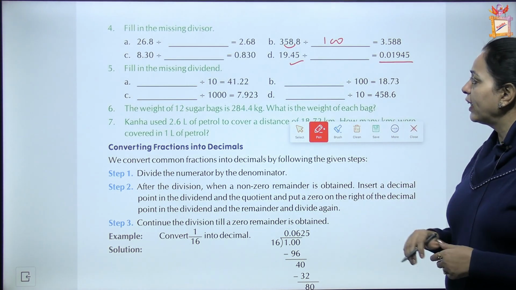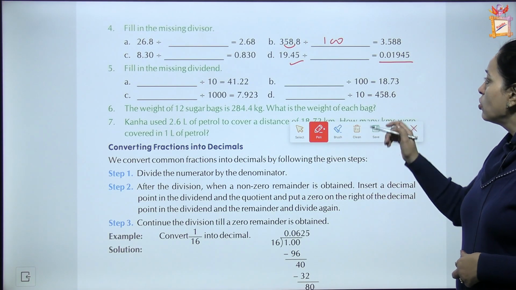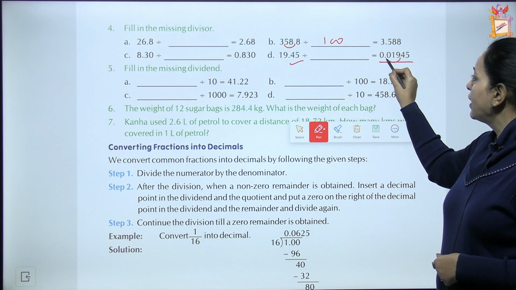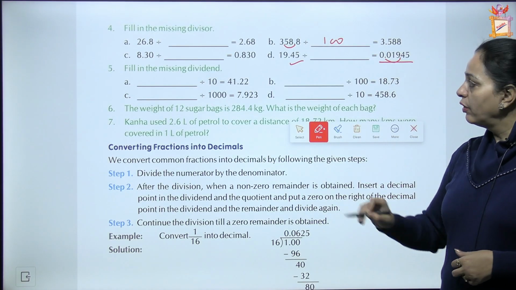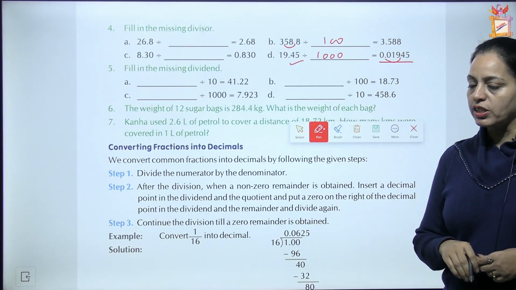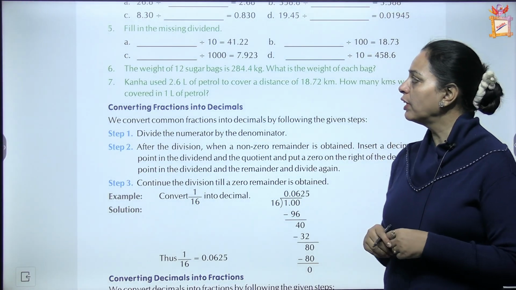So that we are getting 0.01945. So now decimal is going towards left before 3 digits. It means divide by 1000. So similarly you can try remaining parts. Now the fifth one, fill the missing dividend.